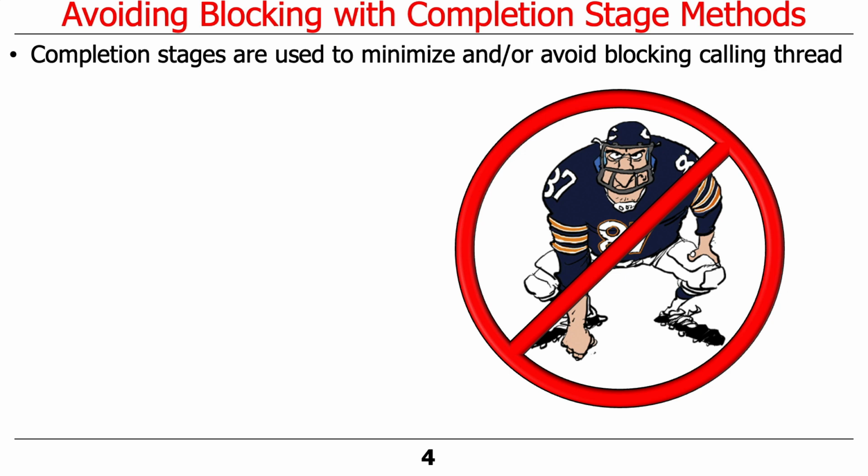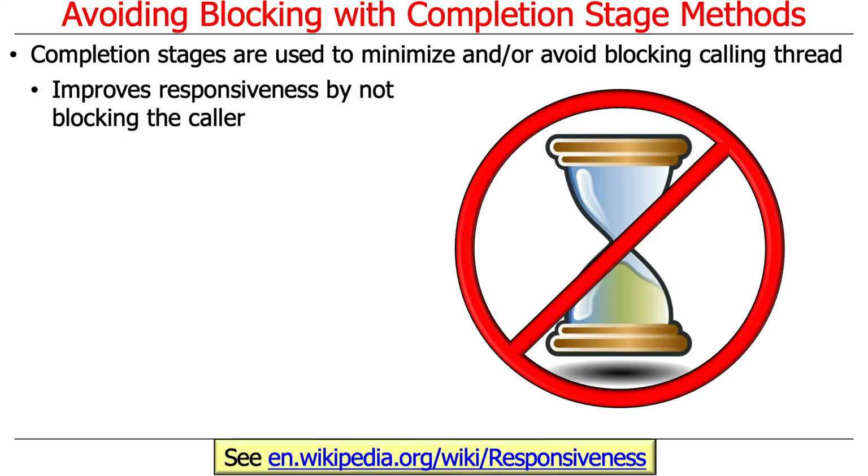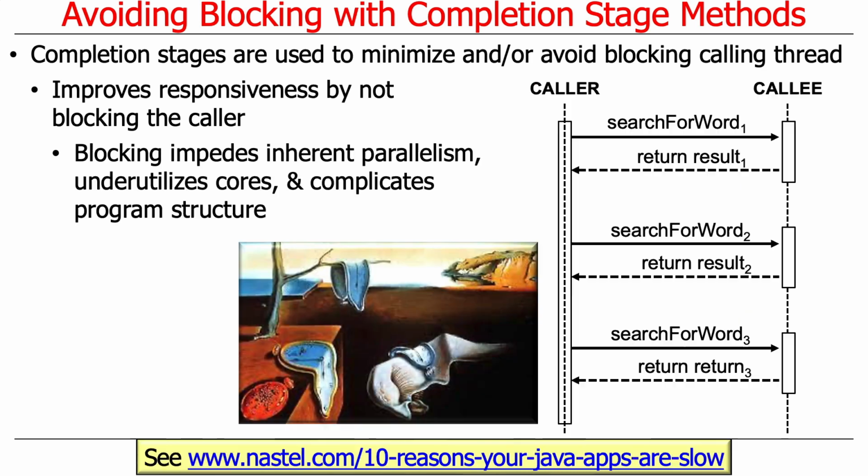One of the purposes of completion stage methods, there's several, is to minimize and/or avoid blocking the calling thread. The reason for doing this is to try to improve responsiveness by not blocking the caller. Remember, that's one of the reactive programming principles, to be responsive. And if you block the caller, you will be less responsive.